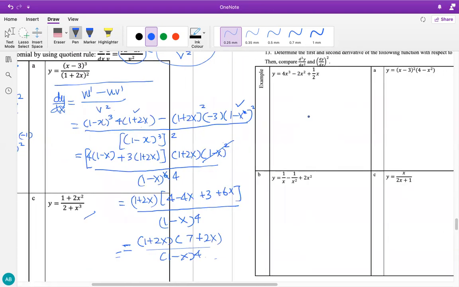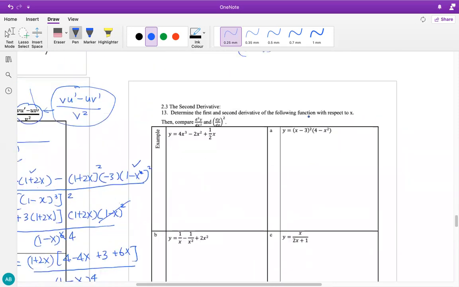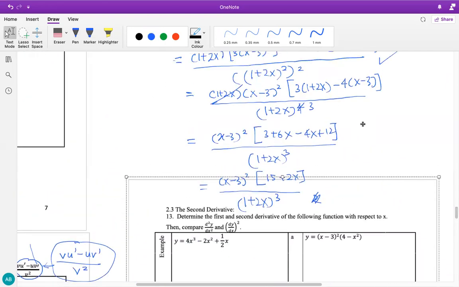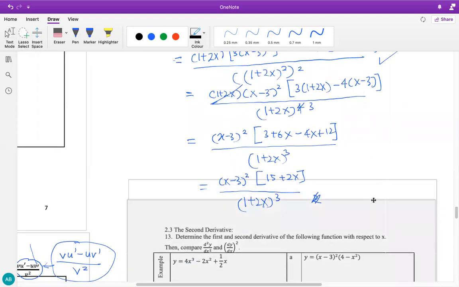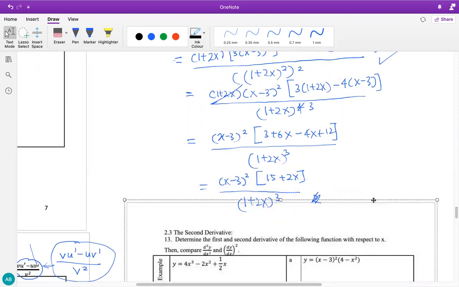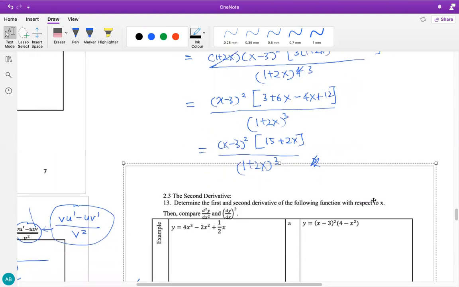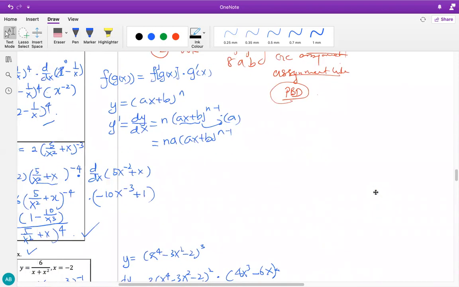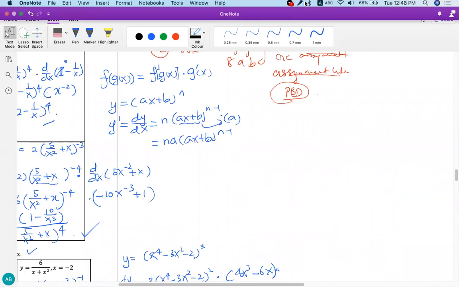Next lesson on Thursday we'll look at the second derivative. So I think it's enough for you all for today. There is the product rule, the quotient rule, and also the chain rule. Please do the exercise in the workbook, and Thursday I will give you the answer. That's all.